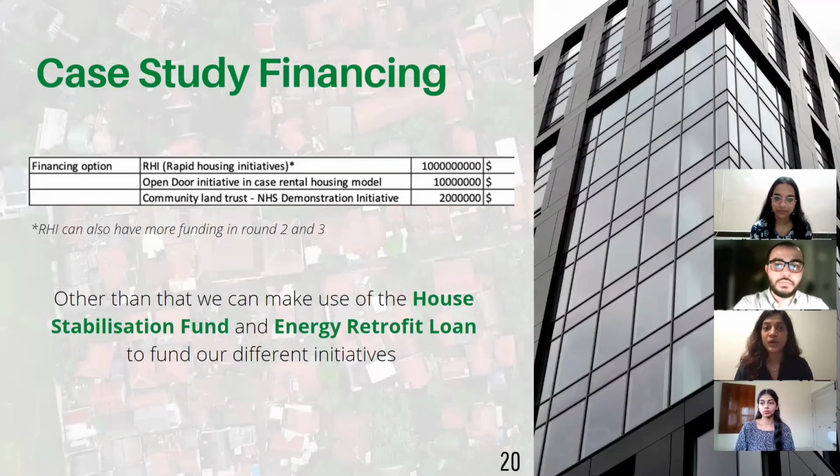It was one of the major initiatives in Budget 2021. And it provides a lot of funds for housing projects which target people from vulnerable communities, which is one of the major parts of our solution. There are many other financing models that are available, like the Open Door Initiative, Community Land Trust, and the NHS Demonstration Initiative. We can also look for energy retrofit loans for funding our passive home sustainability refurbishments.